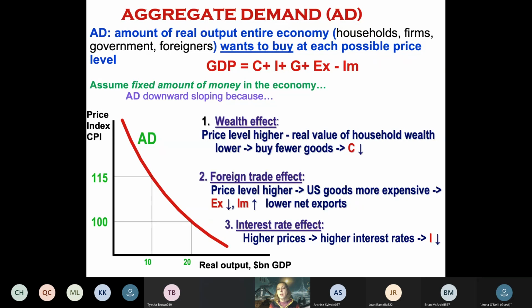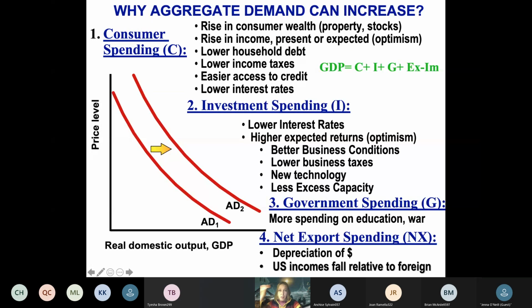And the third reason would be, with higher prices, we also have higher interest rates. And so investment is always lower at higher interest rates. And that's the reason for why this happens. Okay, so we've established convincing reasons for why aggregate demand is downward sloping, and not a flat line and not a straight vertical line, but just a regular shaped demand curve. But on the aggregate scale, the entire economy wants to buy stuff.